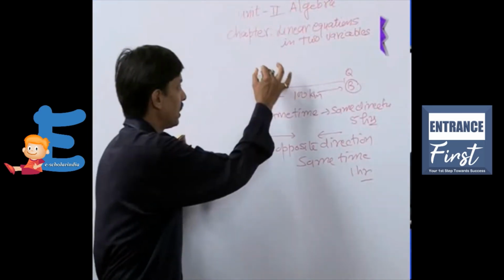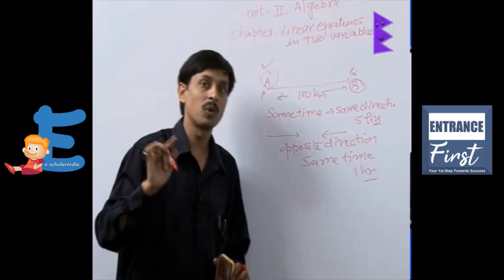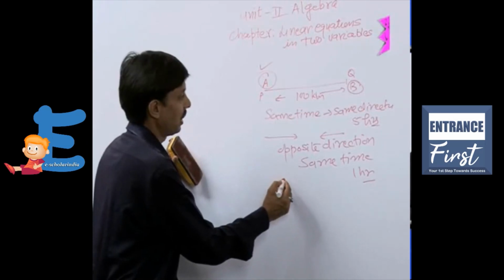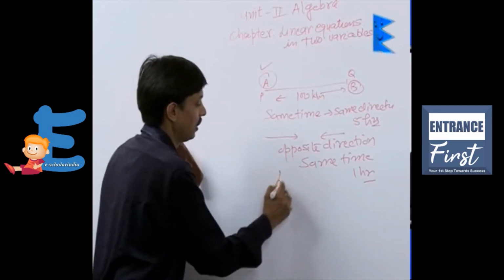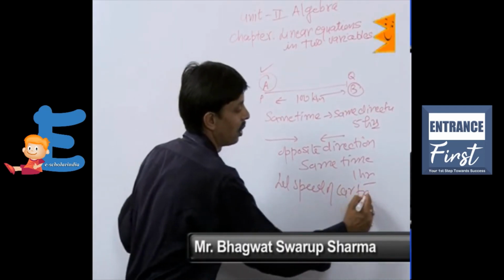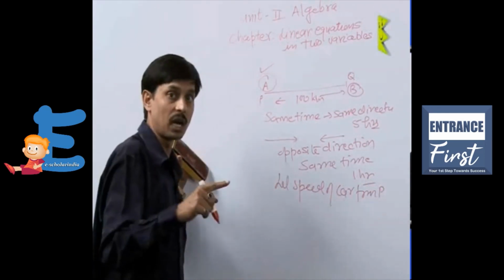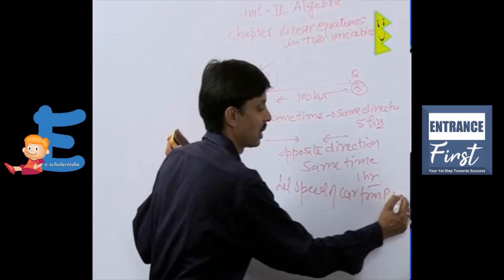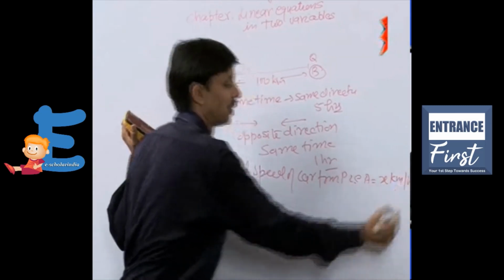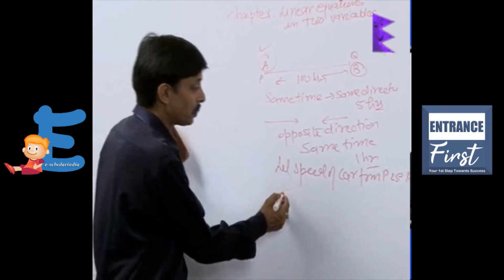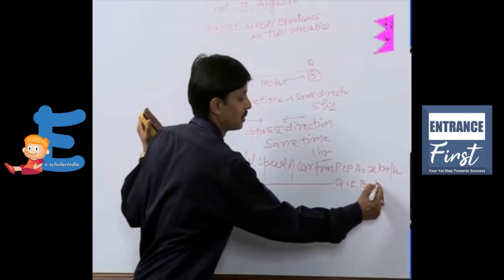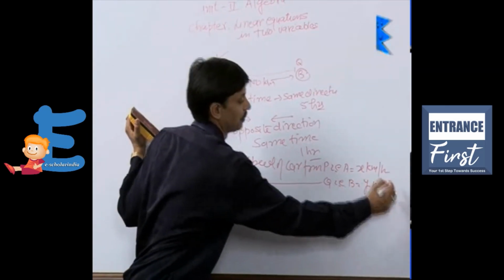I have assumed that car A starts from point P. Let the speed of the car from P, that is car A, be x kilometers per hour. The speed of the car from point Q, that is car B, is y kilometers per hour.